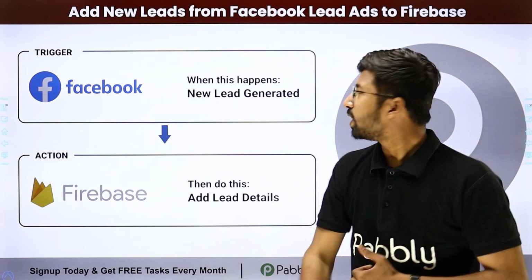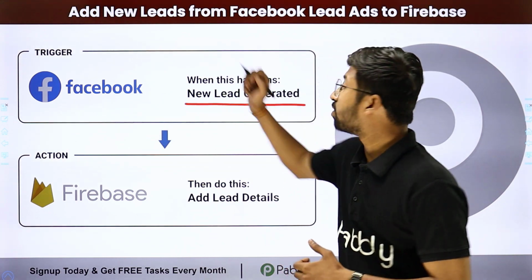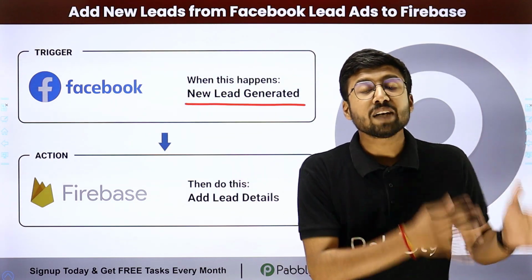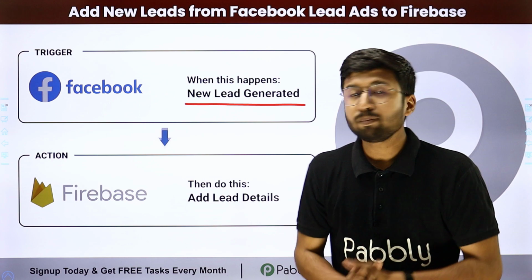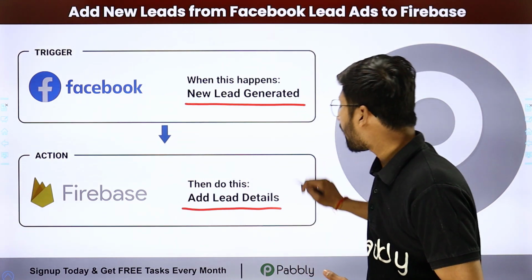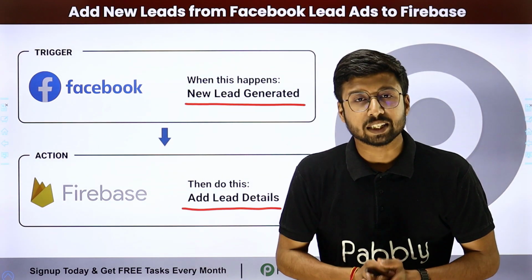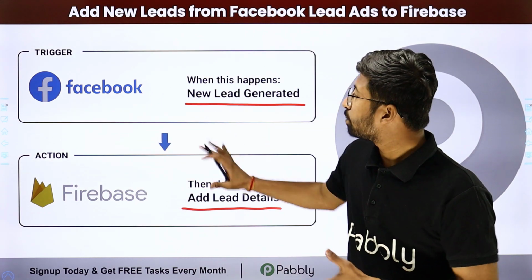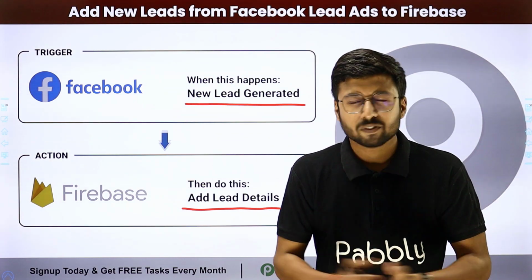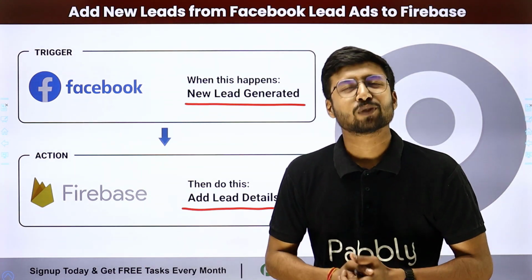So in this automation, whenever a new lead will be generated in our Facebook lead ads, automatically we are going to add the same lead with the same details in Firebase as well, and we are going to create a document for that lead. Now, if you want to know how you can set up this kind of automation all by yourself, for that you just have to come with me to my screen.